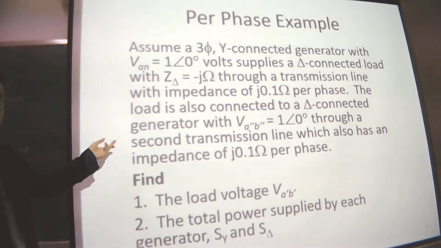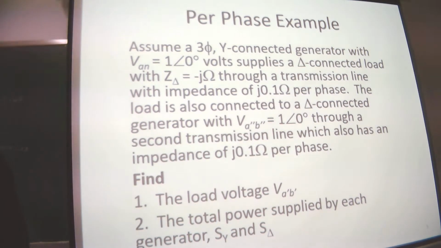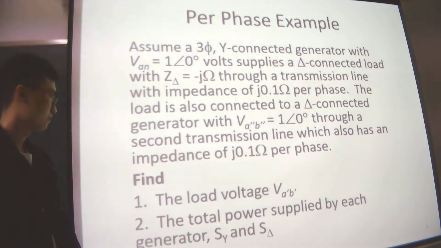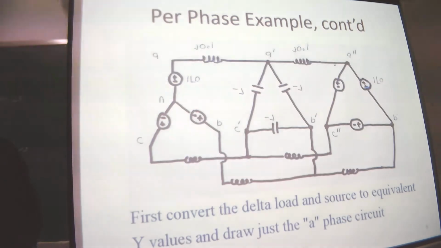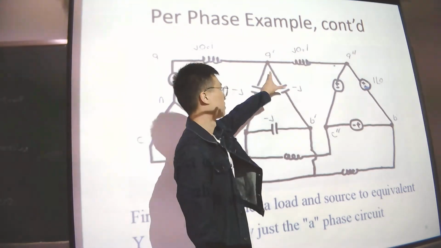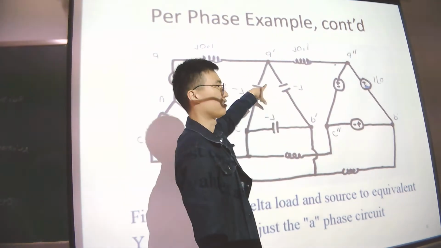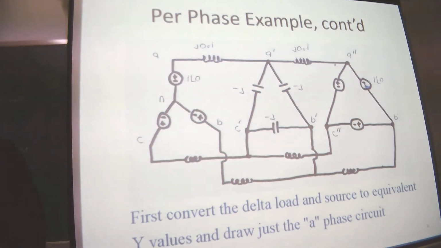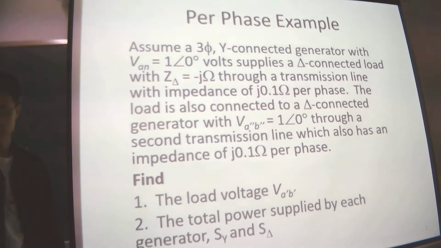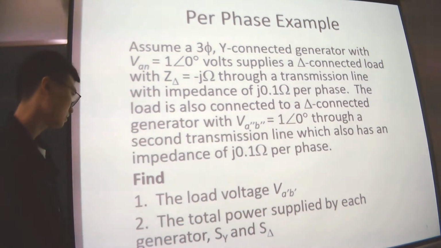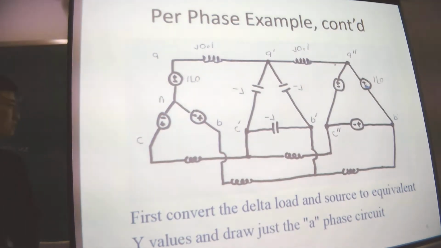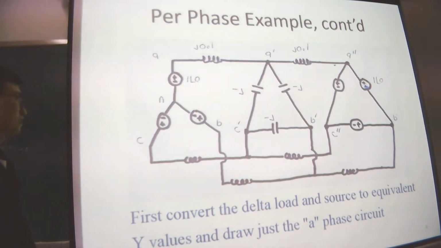Okay, so these are the assumptions. We need to solve for the node voltage, right? Either one is okay because the order of the circuits is the same. And then the total complex power, right?